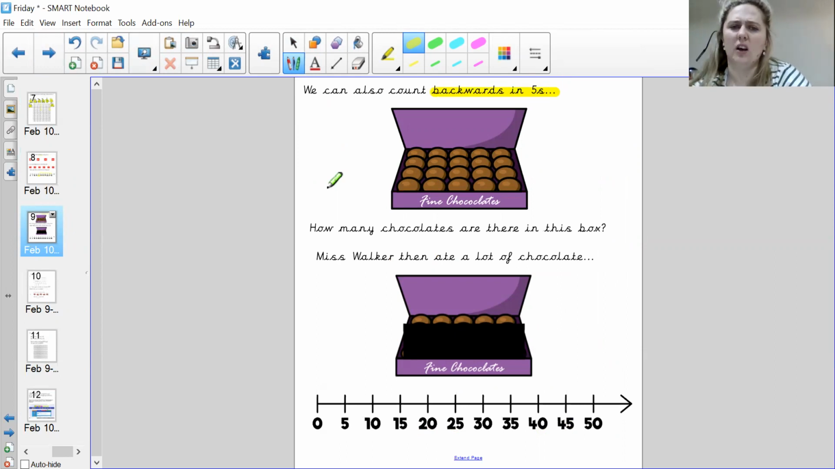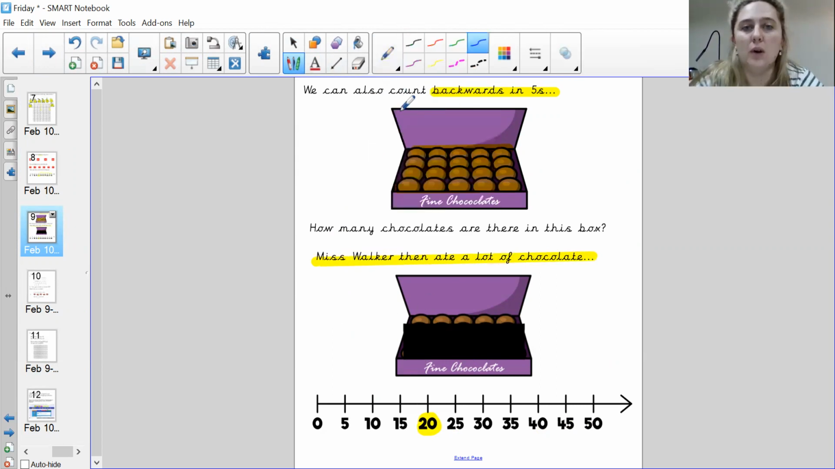Okay, so first things first, how many chocolates are in this box? We have 5, 10, 15, 20 chocolates. So we have 20 chocolates. Let's mark it on the number line. Then Miss Walker ate a lot of chocolate. So I ate all of those. So we are going to count backwards until we get to 5, because we know that there are 5 chocolates left.